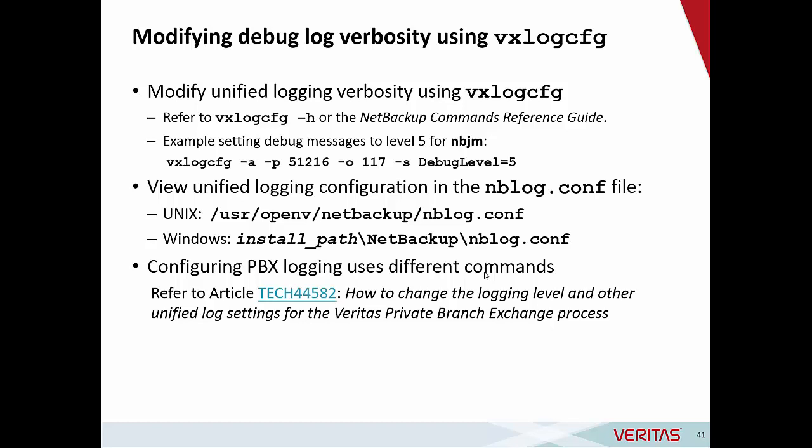When you make changes to the configuration of unified logs, these changes are stored in the nblog.conf file. You can see the path to that configuration file on Unix and Windows here, and so making a change through vxlogconfig is essentially the same thing as editing that file. It is a best practice from Veritas to always use vxlogconfig, not to edit the file directly, just in case I make a typo or a boo-boo. I don't want to mess up the way logs work.